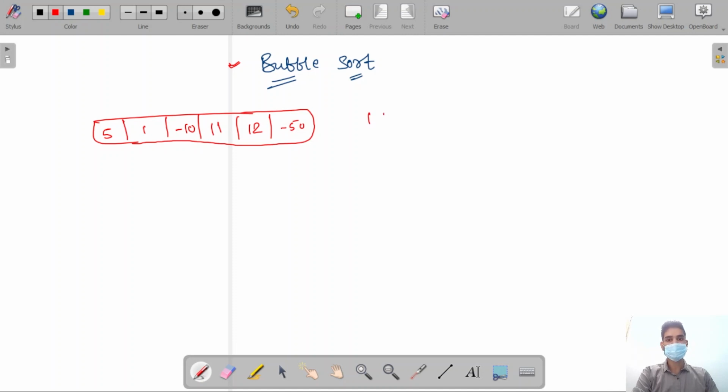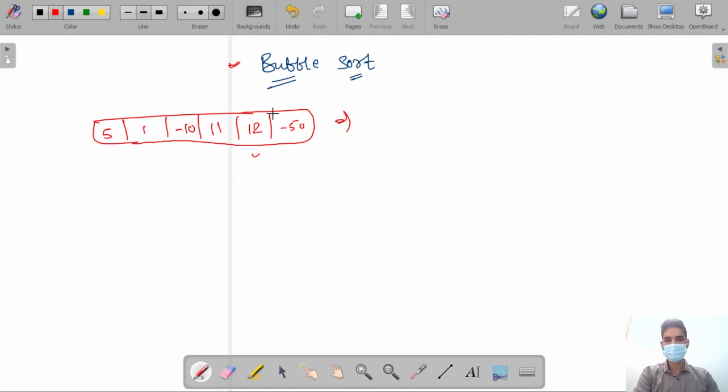In the first iteration, we will get the maximum value, which is 12, at its correct position. In the second iteration, the second maximum is 11, so we will get 11 at its correct position. Similarly, after the last iteration, we will get the whole array sorted. This is how bubble sort works. But let's see the working.